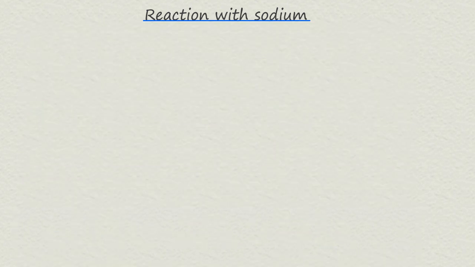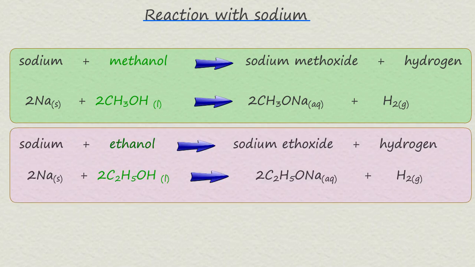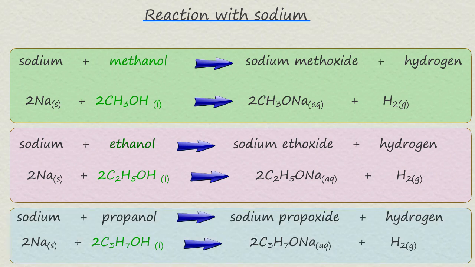The salt formed will depend on the metal used. So, for example, if you use sodium, then the products of the reaction would be sodium methoxide and hydrogen, while ethanol will react with sodium to form sodium ethoxide and release hydrogen gas, and finally sodium will react with the alcohol propanol to form sodium propoxide and hydrogen gas.